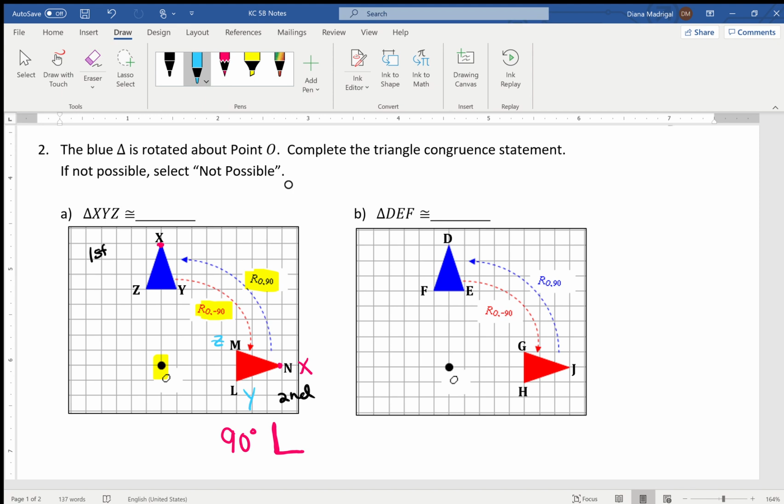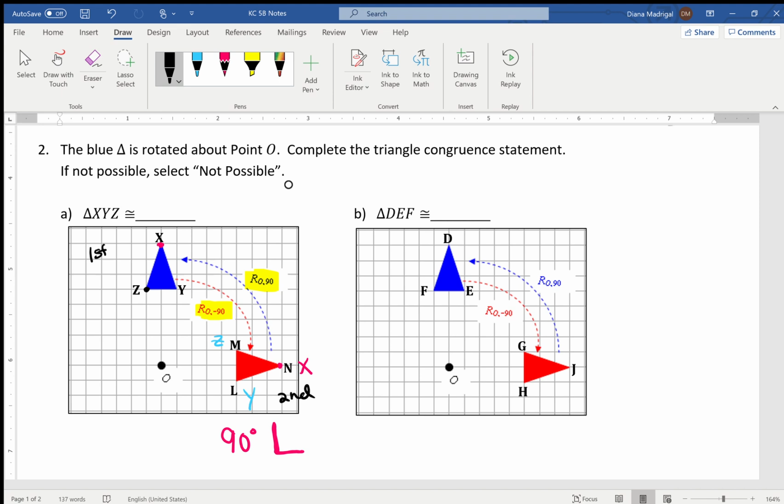That's how I test it out, how to find those matching points. It has to create 90, so it has to create an L shape. And look at that, I could create the same thing with Z. If I connect it to the point that I'm using to rotate, M, that creates an L shape. What if I connect it to L? It's more than the 90, see? So it's not going to be L, I know it's going to be M. That's how I figured that out.